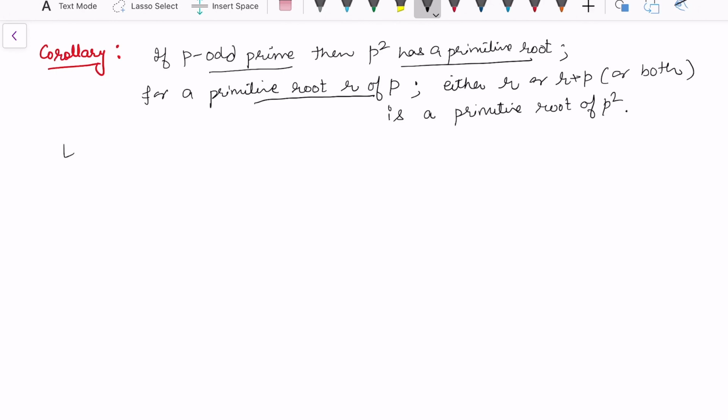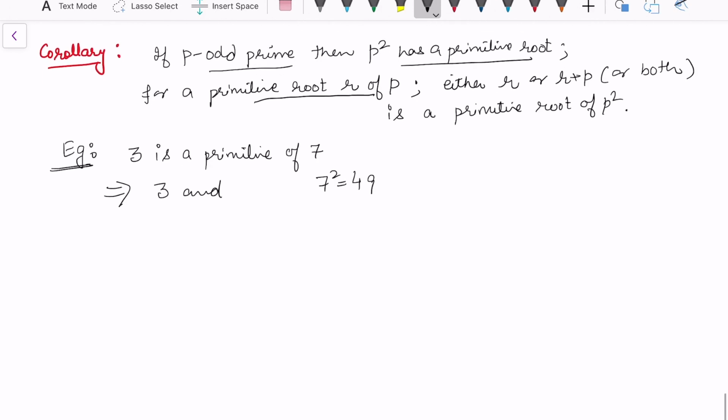So for example, we can look at an example here. We know that 3 is a primitive root of 7. So this implies, for 7 square, which is 49, we take r or r plus p. Here the value for r is equal to 3, so r plus p is 3 plus 7, that is 10. So 3 and 10 are primitive roots of 7 square.